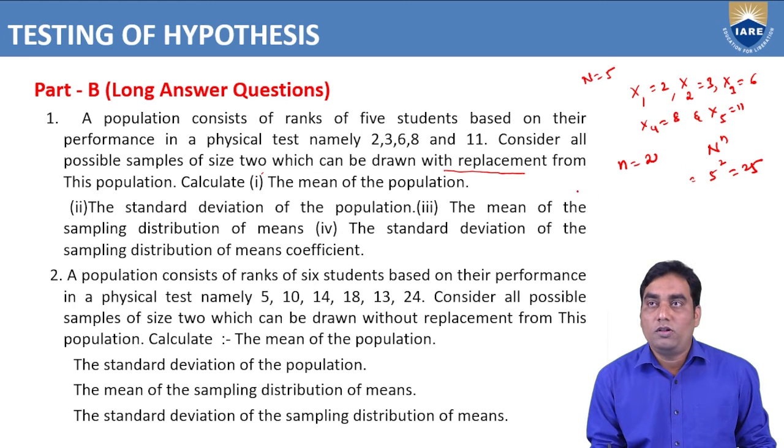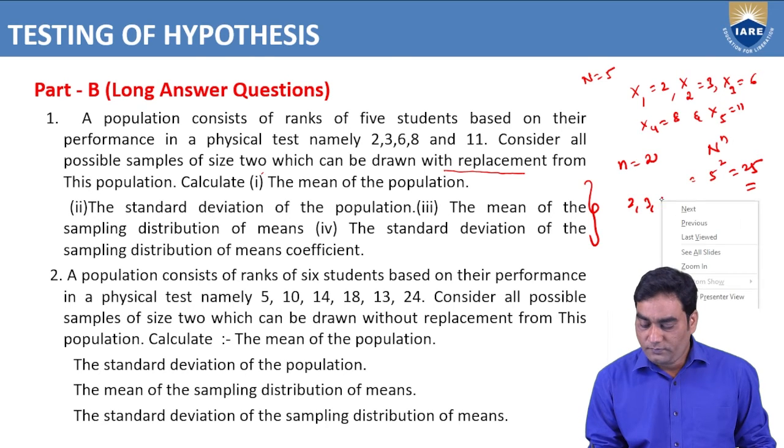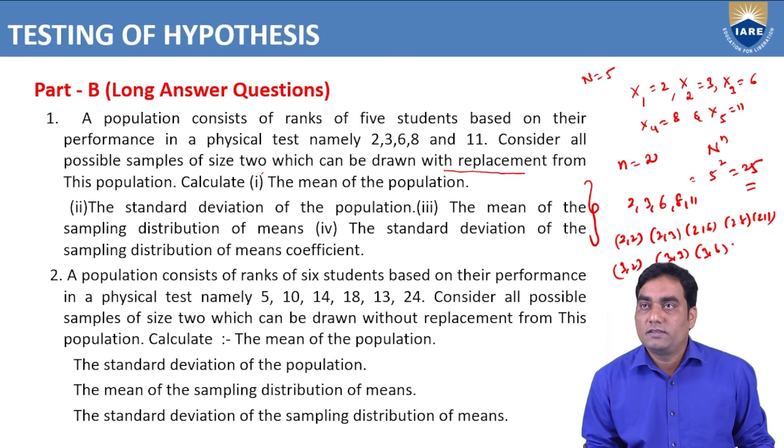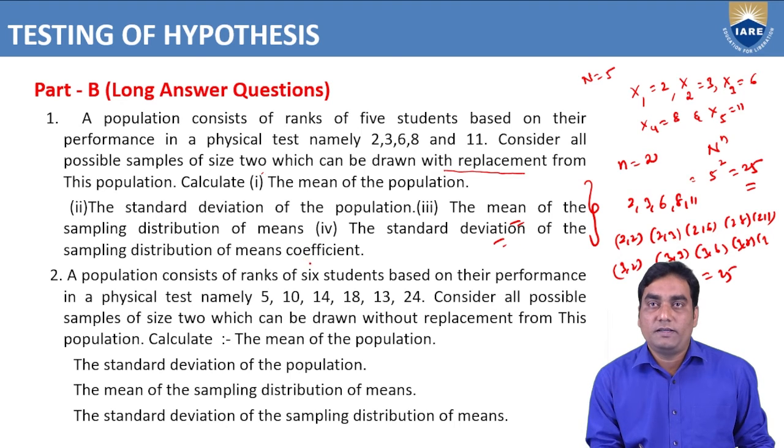So we can find out all these things. What are the 25 samples? See, 2, 3, 6, 8, 11. With replacement, that means 2,2; 2,3; 2,6; 2,8; 2,11; 3,2; 3,3; 3,6; 3,8; 3,11, like that we can write 25 samples. After that we can find out the mean of the sampling distribution and the standard deviation of the sampling distribution.